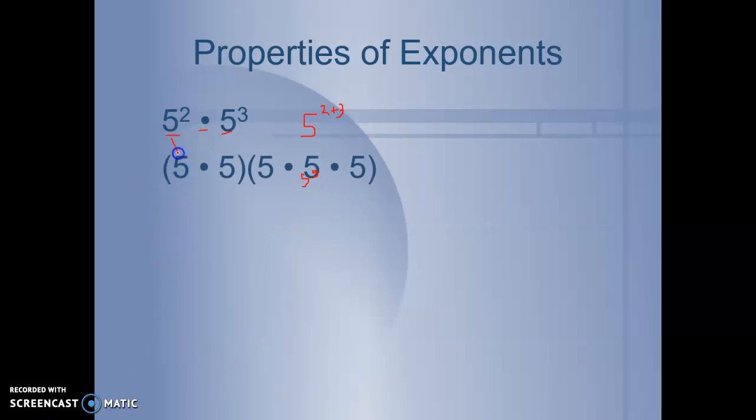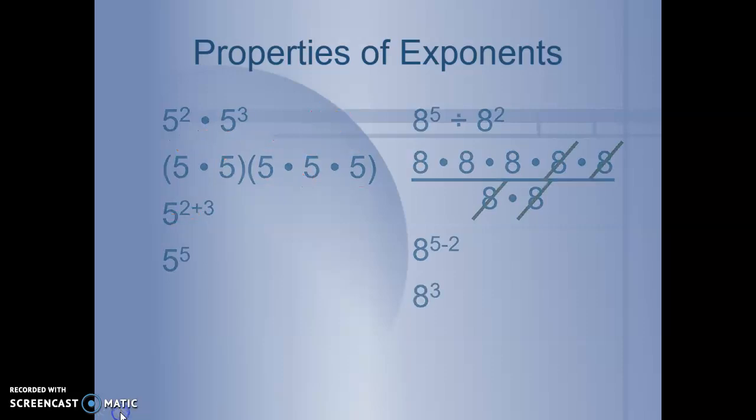5 to the second is 5 times 5. 5 to the third is 5 times 5 times 5. We can do a quick count: 1, 2, 3, 4, 5. And see that we're multiplying 5 times itself 5 times, which is what we just said right up here with our product property of exponents.